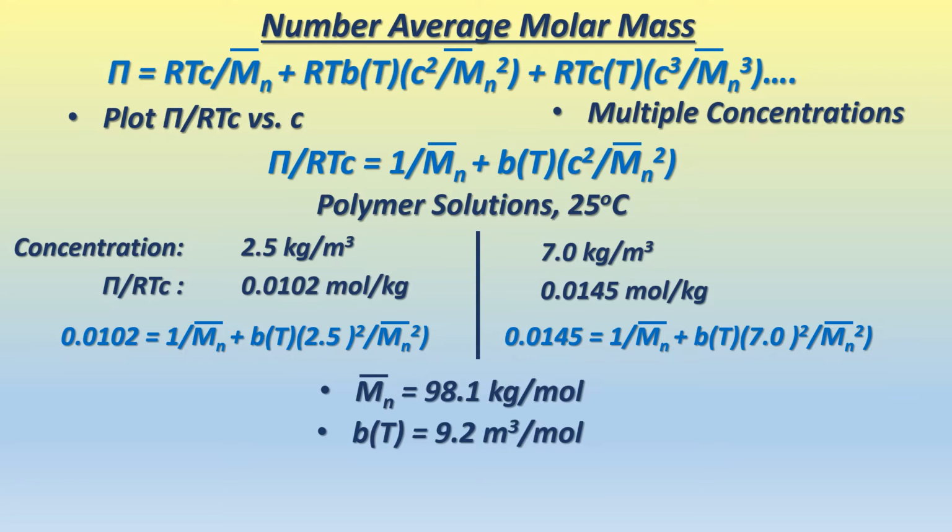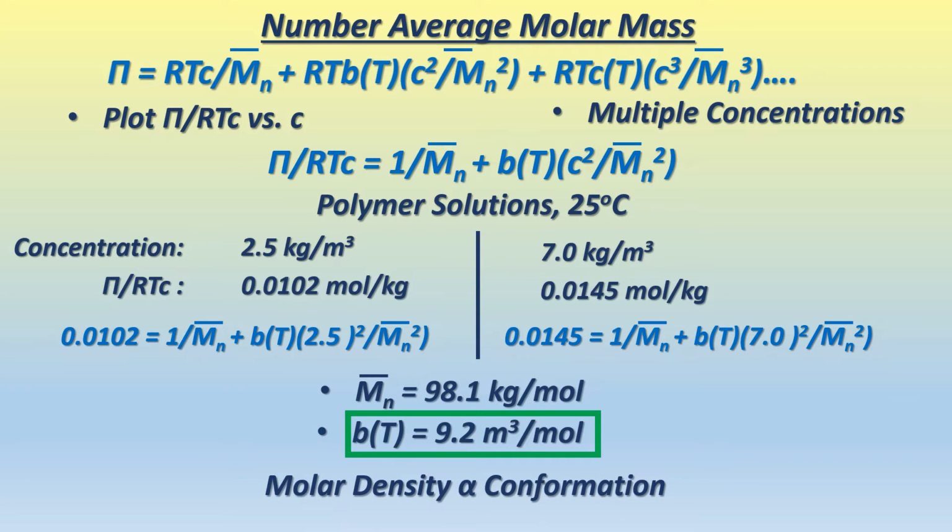And the slope, the B of T term, is actually interesting. If you look at the units, it's 9.2 meters cubed per mole. This is essentially the inverse of the density of the polymer solution. The density of a polymer solution gives you a good indication of what the conformation of the polymer is, as long rods, rigid rods, take up much less space than globular polymers.